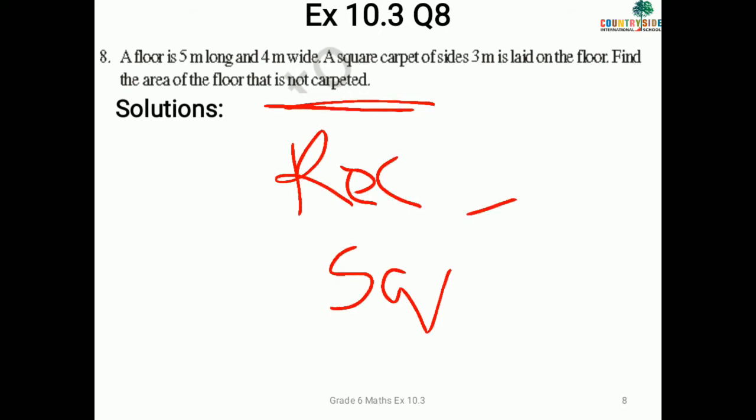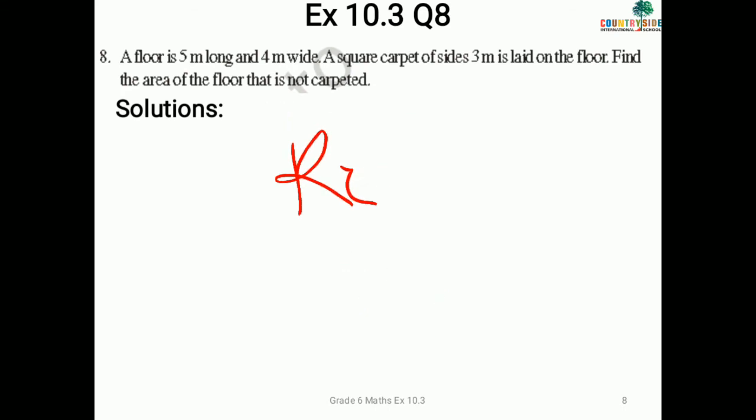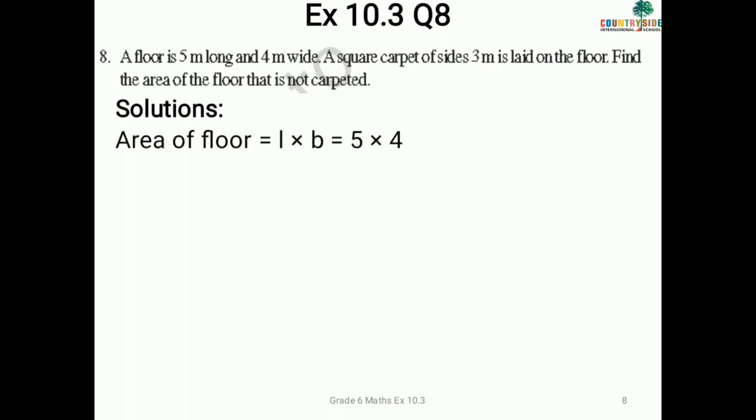Okay, so now let's start. See, first of all, we will find the area of the floor. Length is given to you 5 meter and breadth is 4 meter. So area of floor is 5 into 4, that is nothing but 20 meter square. In the similar way, find the area of the carpet.